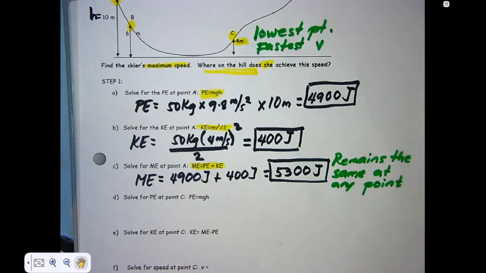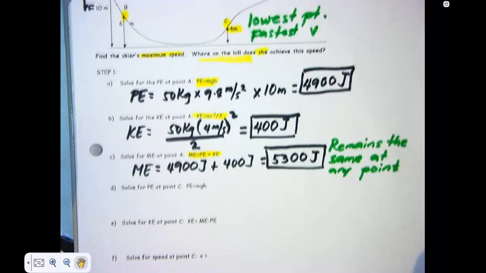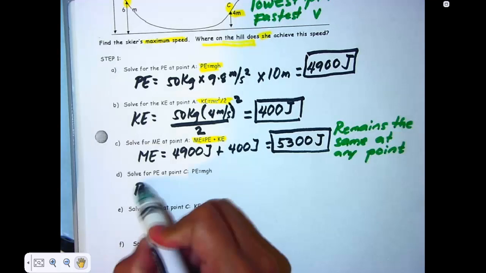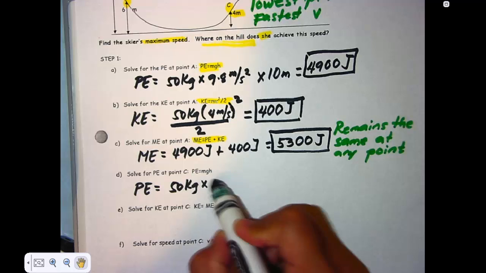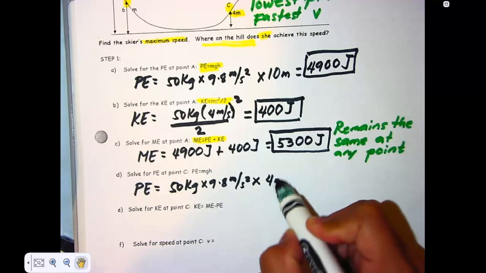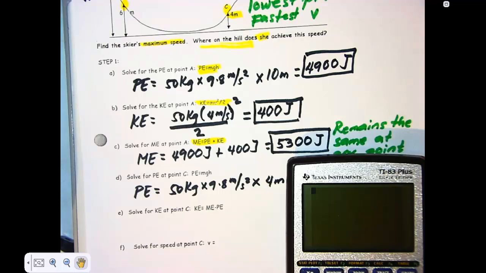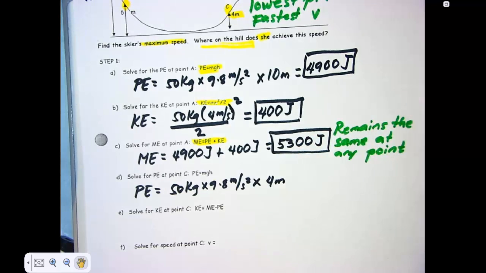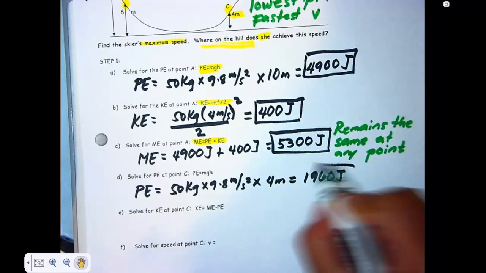Alright. So solving for the potential energy at point C, again the equation is m times g times h. PE at this point will be 50 kilograms times 9.8 times 4 meters. Plug it in the calculator: 50 times 9.8 times 4. Potential energy is 1960, so this is equal to 1960 joules.